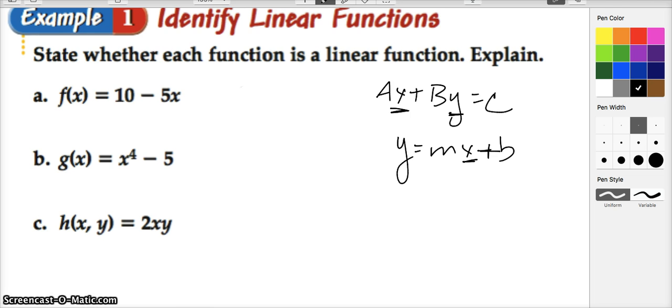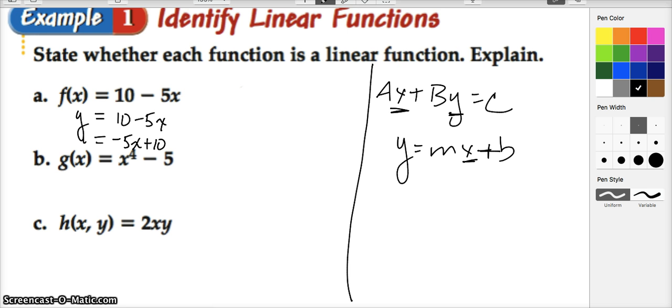So let's go ahead and look at our examples and see if we can kind of make some sense out of it. I'm going to leave that over there. So here I have f of x is equal to 10 minus 5x. Well, we know that f of x is another way of saying y. So I could write this equation as y is equal to 10 minus 5x, right? And then it's a matter of just order. I can move the 5x this way, and that's a plus 10. And we can see clearly that y equals negative 5x plus 10, which is equivalent to this function right here, this linear function.